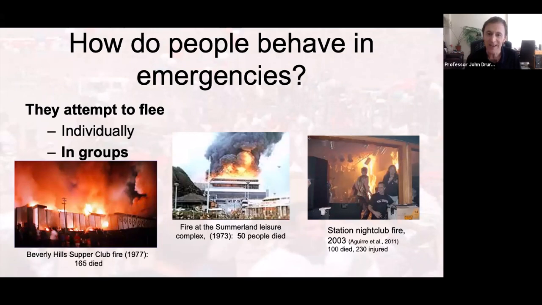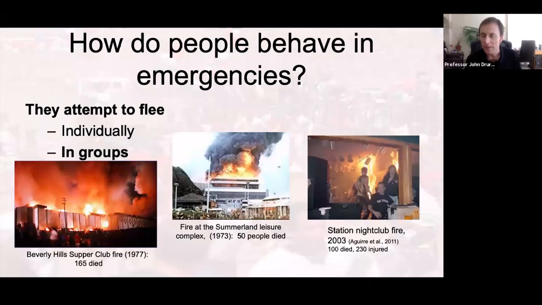Beverly Hills Supper Club fire, they attempted to leave in family groups. Summerland Leisure Complex, they attempted to leave in family groups. Station Nightclub fire, they attempted to leave in groups of friends. And later I'm going to show you people attempting to leave with groups of strangers.